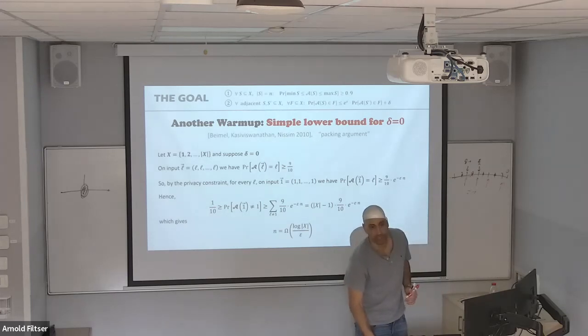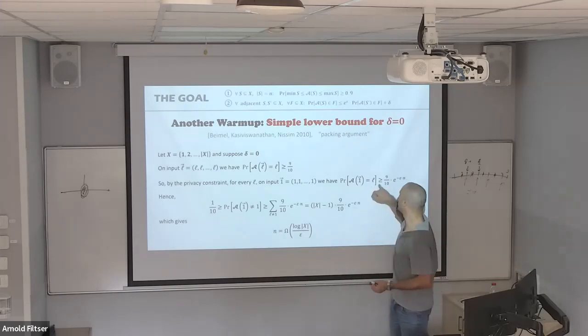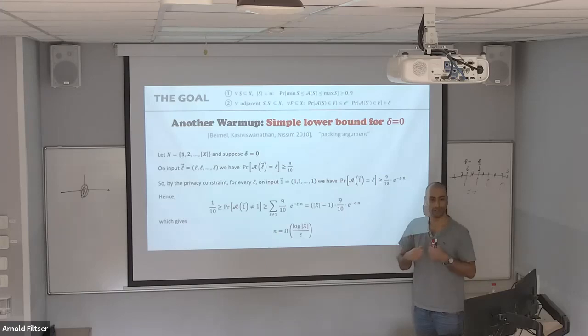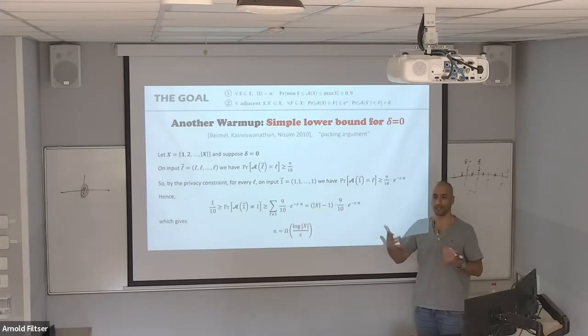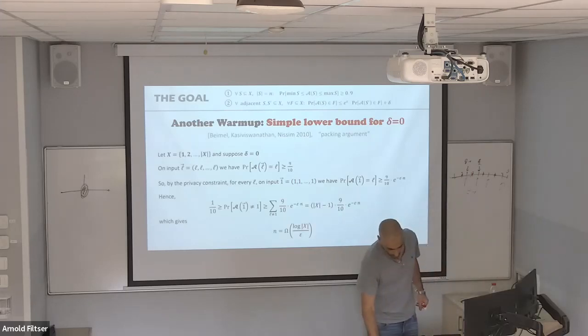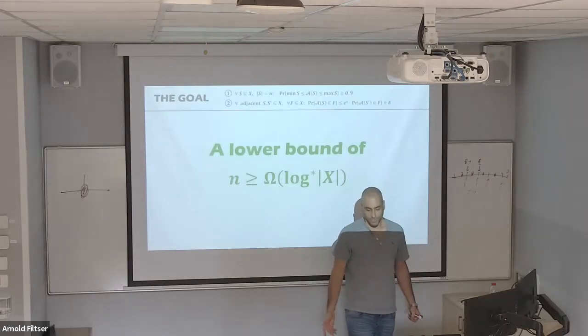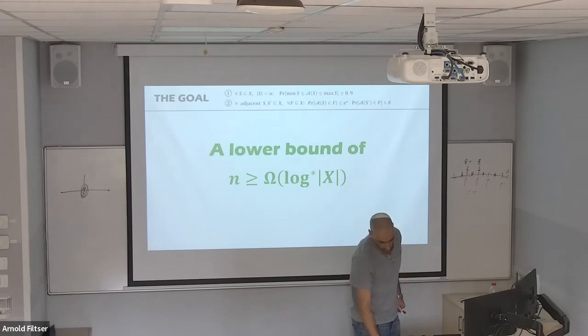But that's only for delta equals 0. When delta is not 0, what breaks? I don't have this argument, because with every transition where you replace one point by another, it's not only a multiplicative factor, but also another additive factor of delta. And then after roughly log of 1 over delta changes, you get nothing. So what can we say when delta is not 0? Here is the idea of the lower bound.